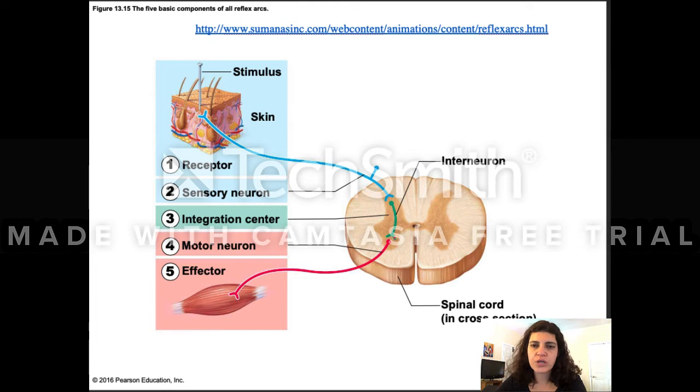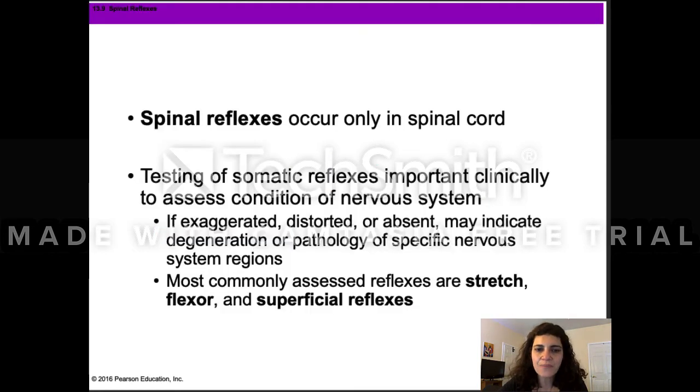There are always interneurons in the brain integrating these functions, and then a motor neuron that innervates some type of effector that could be a skeletal muscle, okay? So when we talk about spinal reflexes, remember that it only happens in the spinal cord. There are some tests of somatic reflexes that are important clinically to assess conditions of the nervous system. That's why they are so well described.